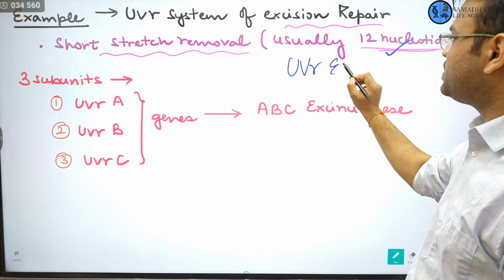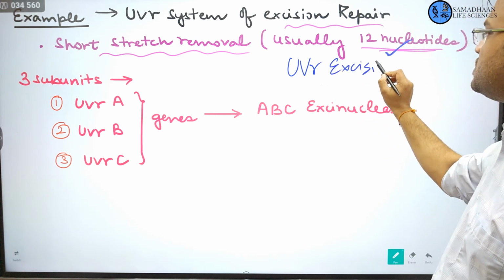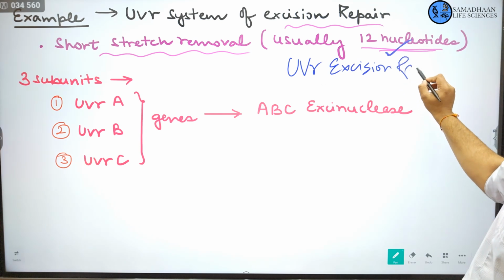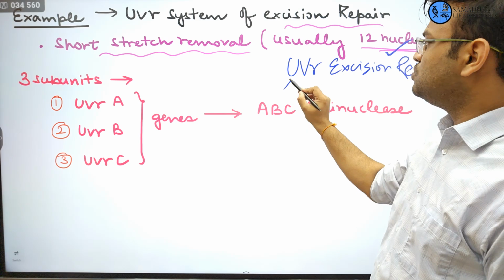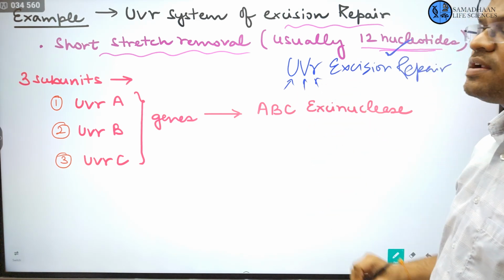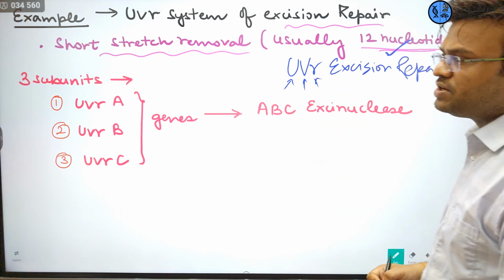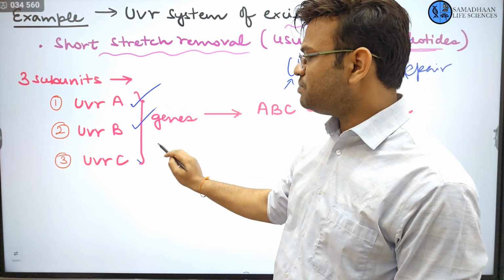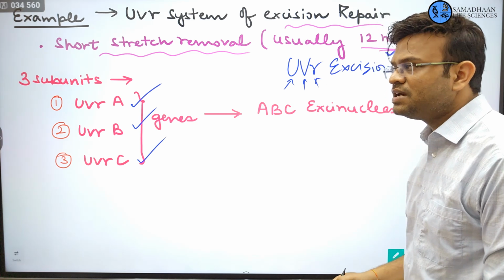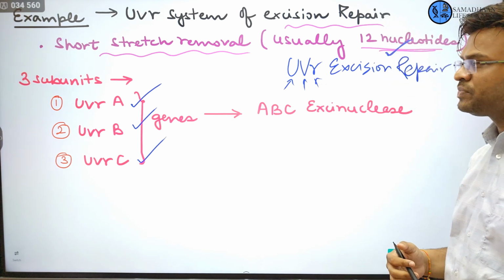UVR excision repair. That means there are three subunits over here, U, V and R. The first subunit is UVRA, the second one is UVRB, the third one is UVRC. So there are three subunits over here.